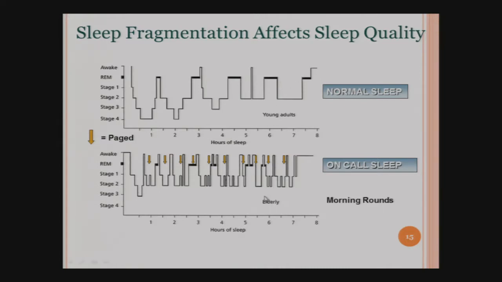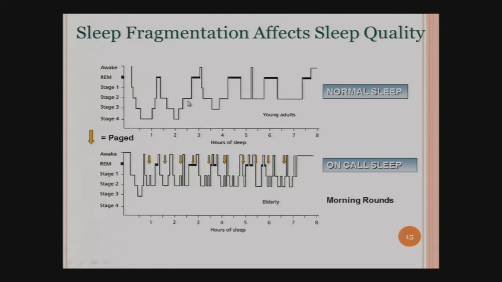If you look at the top chart and the bottom chart, it's actually a comparison of young adults and elderly, but the Sleep Academy makes a comparison that this could be more like normal sleep versus on-call sleep. If you look at the chart at the top, this is a normal sleep polysomnogram. And if you look at this dark black line, this is how much REM sleep you get during the night. As you progress later in the night, you have more and more REM sleep.